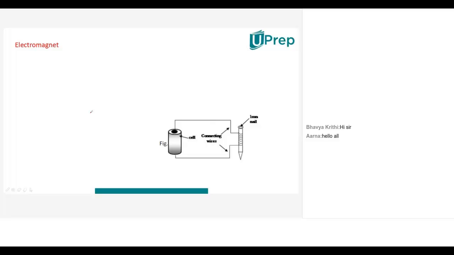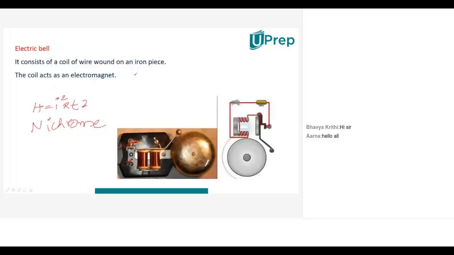That means, is an electromagnet a permanent magnet or a temporary magnet? An electromagnet is temporary. Very good. An electromagnet is always a temporary magnet. Temporary means what? It lasts only for some time. Very good. So it behaves like a magnet for some time only. After that, it will not behave like a magnet. Electromagnets are always temporary magnets. As long as electricity passes, only then it will behave like a magnet.